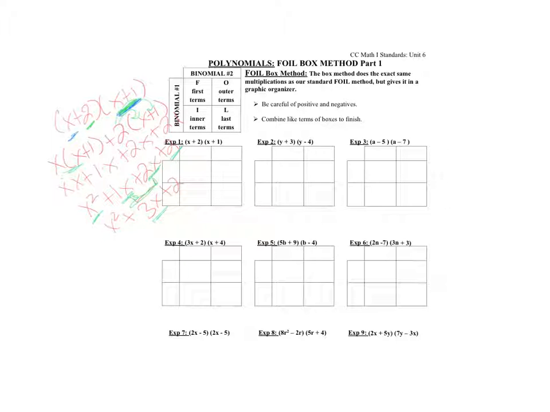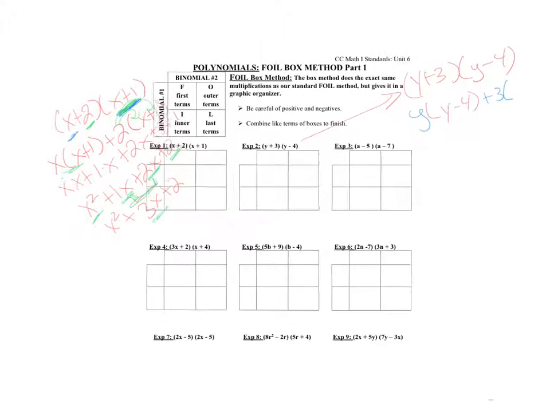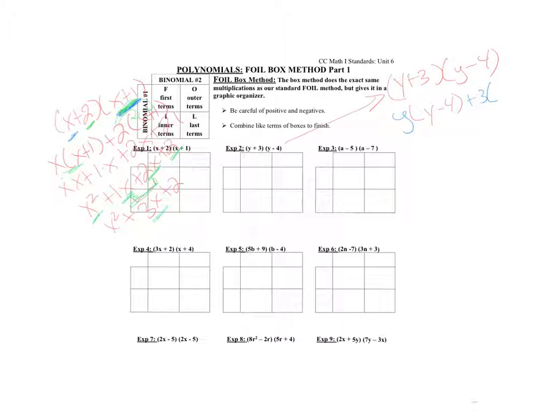Now we're going to rewrite example 2 over here, kind of in the top right corner. So we're going to do this up here. Y plus 3 times y minus 4. All right, so the first thing we're going to do is rewrite this as y times y minus 4 plus 3 times y minus 4. So notice the second parenthesis went to both of those coefficients.